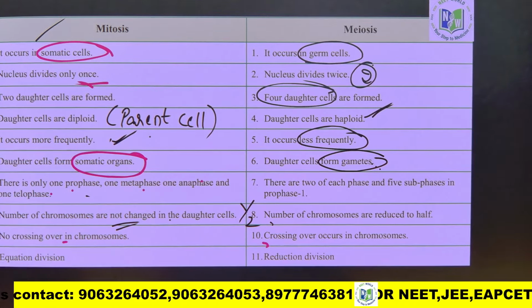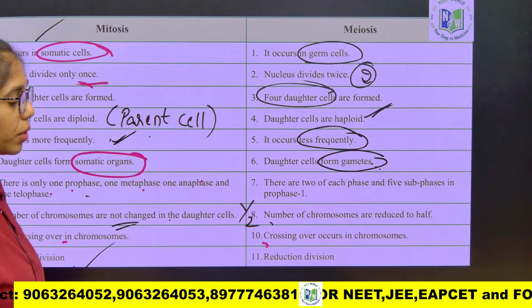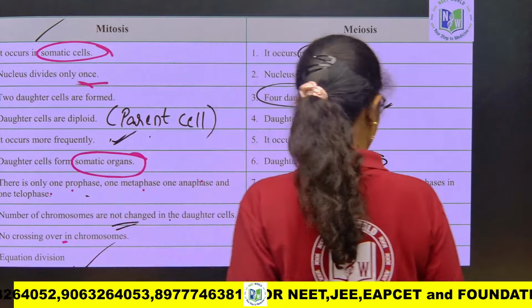Mitosis is also called what? Equational division. Meiosis, reduction division.